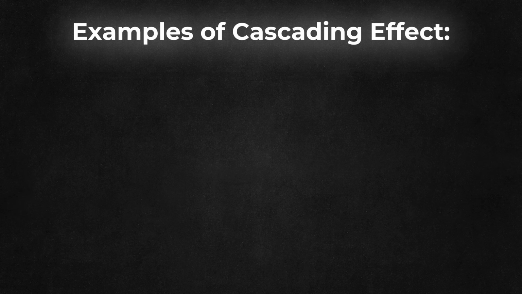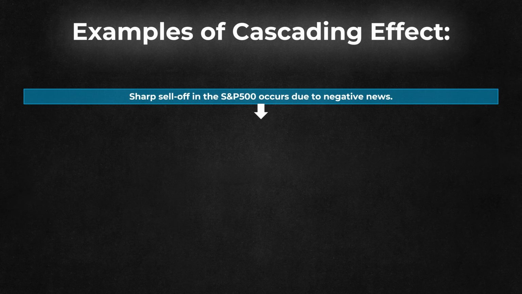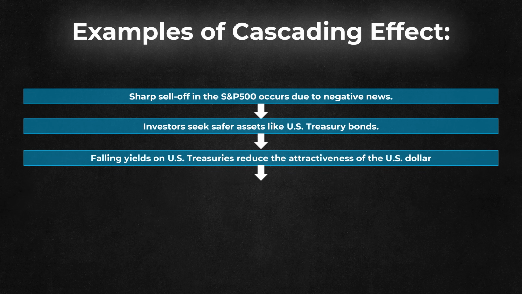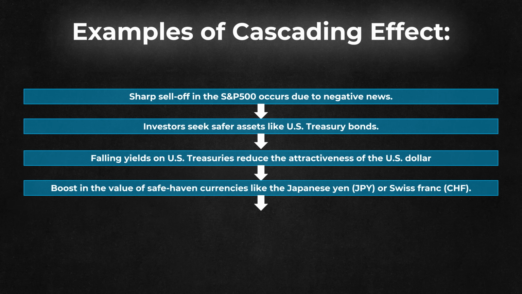For example, a sharp sell-off in the S&P 500 occurs due to negative news, such as weak economic data or a geopolitical event. This triggers risk-off sentiment among investors. As equities decline, investors seek safer assets like U.S. Treasury bonds. This increases demand for bonds, driving their prices up and yields down. Bond prices and yields move inversely. Falling yields on U.S. Treasuries reduce the attractiveness of the U.S. dollar as an interest-earning currency.